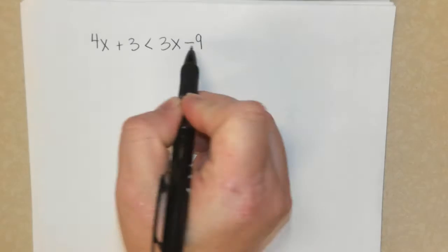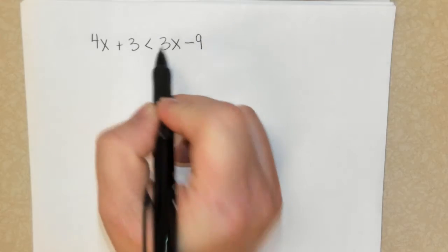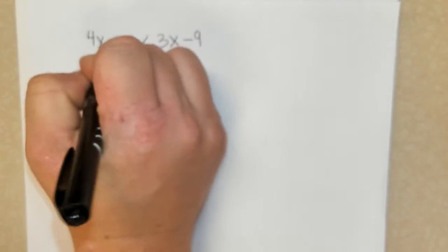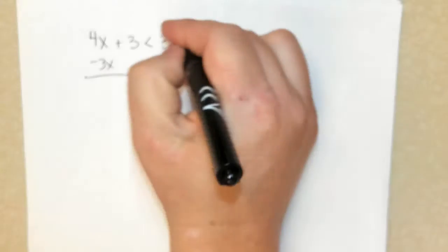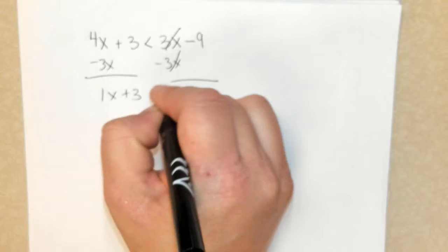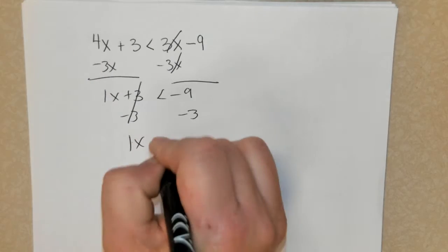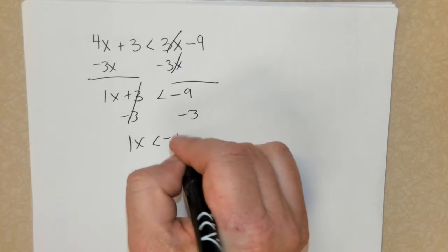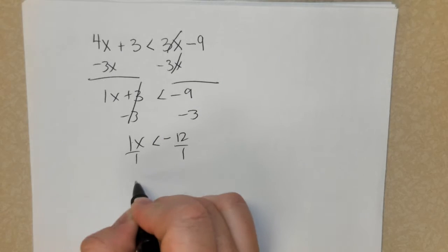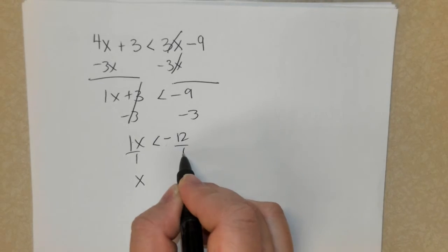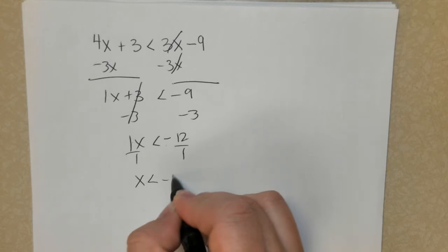So in this problem, I'm asked to isolate the x. I'm going to choose to move the x's over to the left-hand side. In doing so, I have 1x plus 3 is less than -9. Move the numbers without x's over to the right-hand side. Remember, the only time we are going to switch the symbol is if we multiply or divide by a negative. It's not if the final answer is negative.